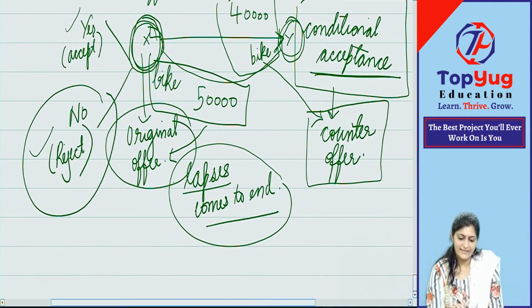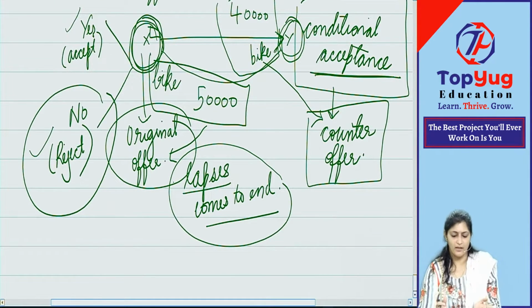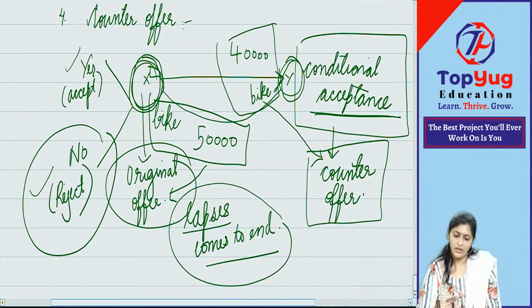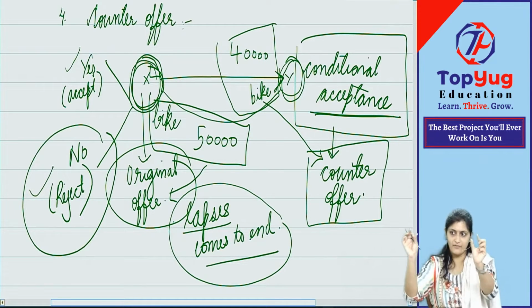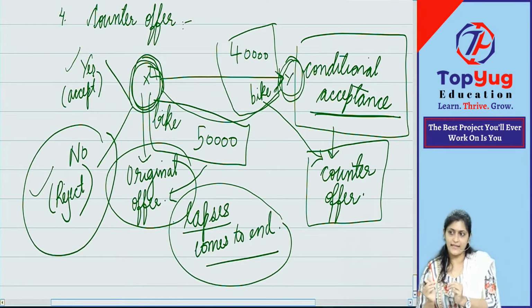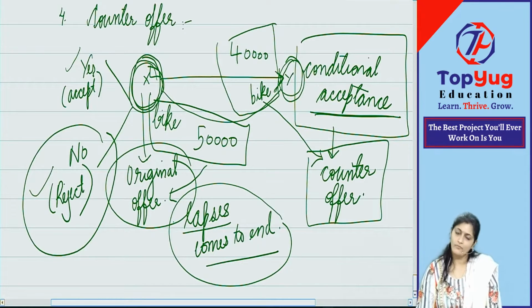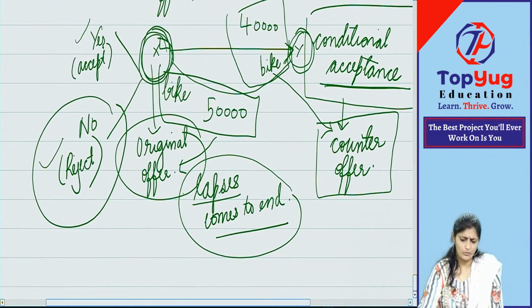Write the example in your own words. Whatever I have written must be looking confusing. You can write 2 or 3 with X and Y. First you make a counter offer, then second you make 40,000, then you make 50,000 if he is ready. Likewise you can make it. Write it down in your own words.